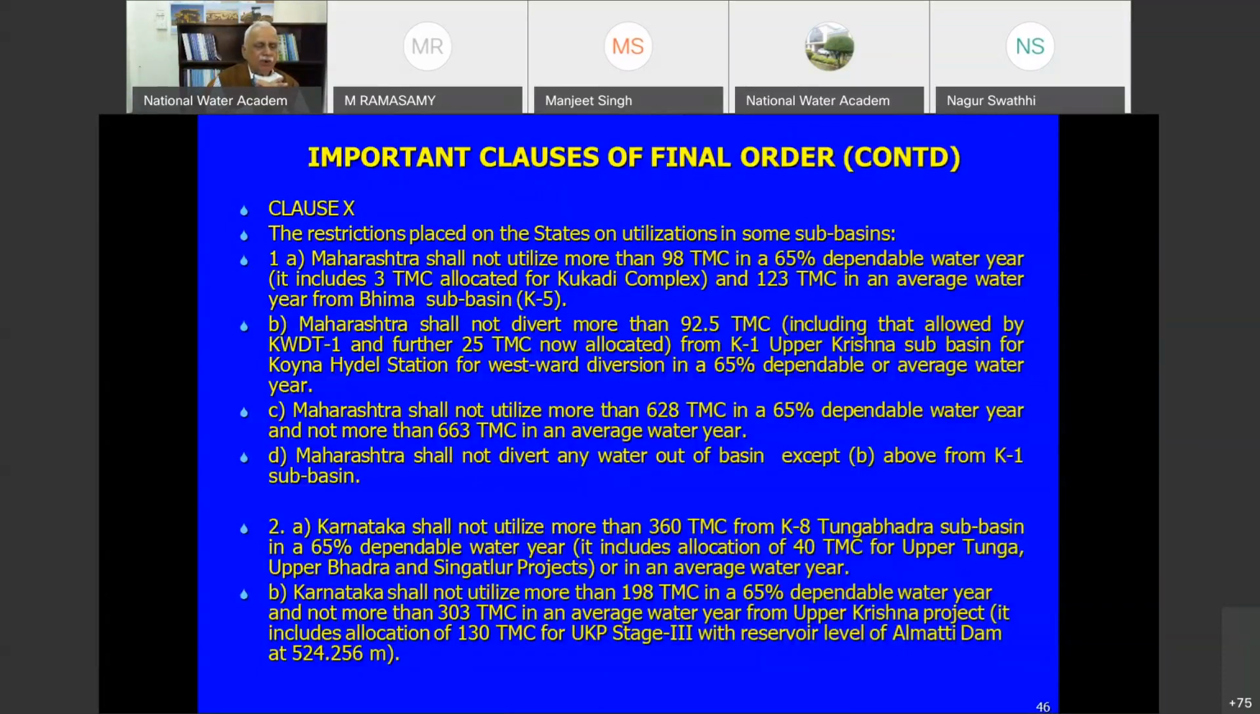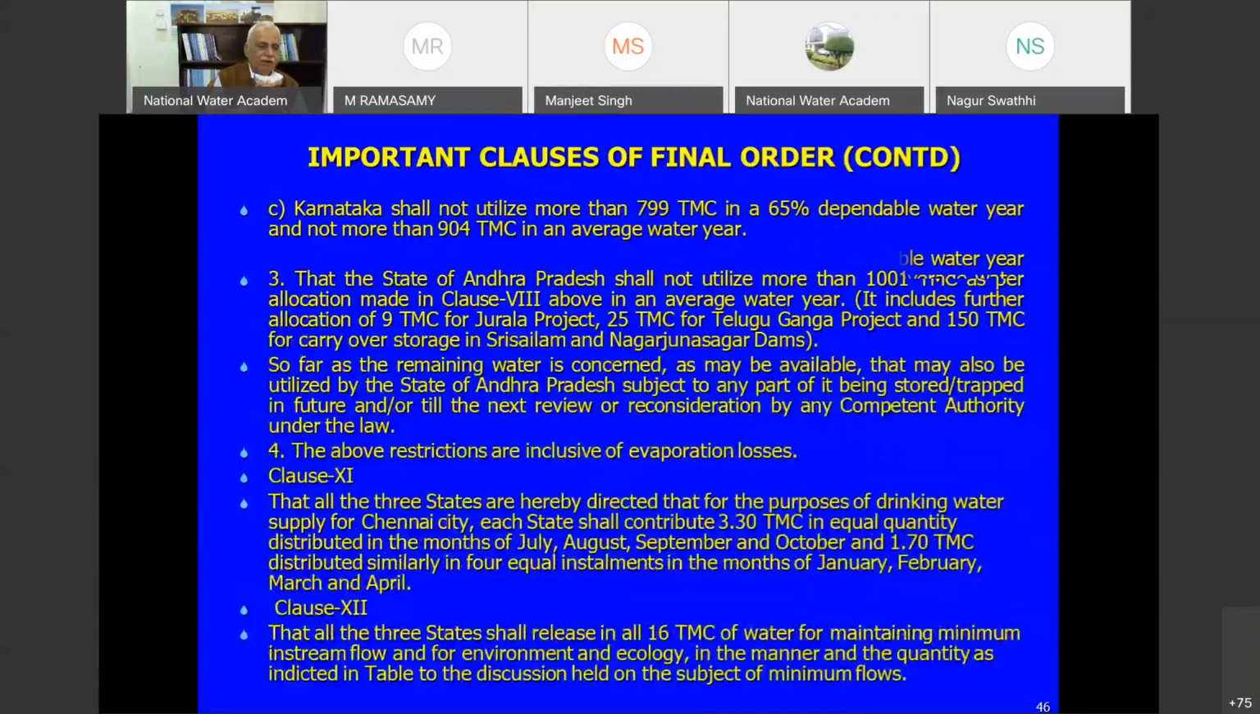Karnataka shall not utilize more than 360 TMC from K8 Tungabhadra sub-basin in a 65% dependable water year. It includes allocation of 40 TMC for Upper Tunga, Upper Bhadra and Singatalur projects, or in an average water year. Karnataka shall not utilize more than 190 TMC in a 65% dependable water year and not more than 303 TMC in an average water year from Upper Krishna project. It includes allocation of 133 TMC for UKP stage 3 with reservoir level of Almatti Dam at 524.256.